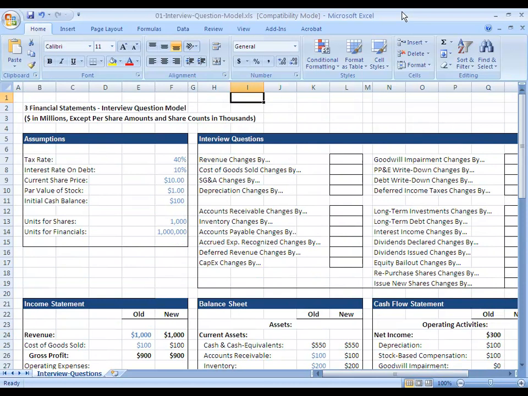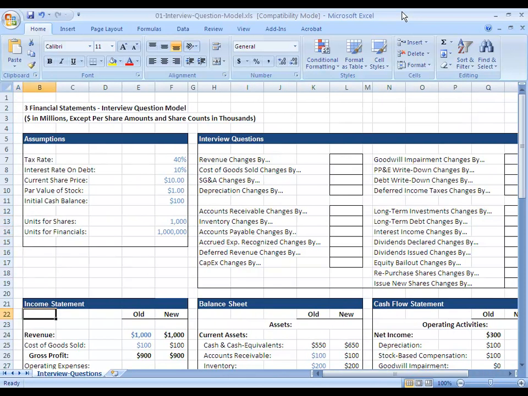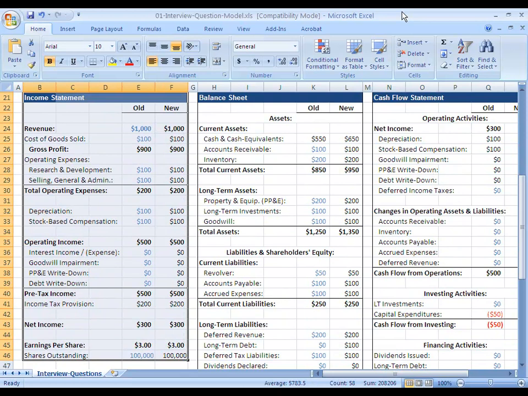So what's going to happen here, I'm just going to go up to the top under interview questions, and go over to long-term debt changes by, and enter in 100 right here. So here's what happens. On the income statement, as you can see, nothing changes.